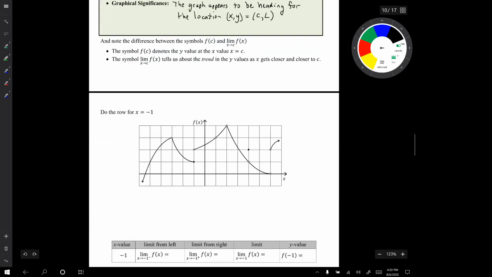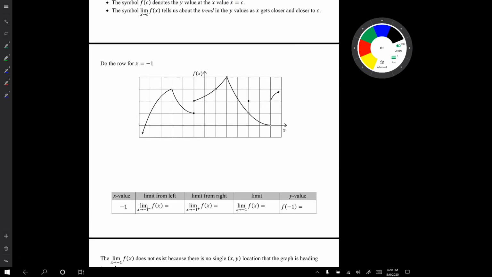Now let's do the row for x equals -1. I can see right away that when x equals -1, there's a point on the graph. So there's a point at -1 comma 1. So that means that I put a 1 in this cell.